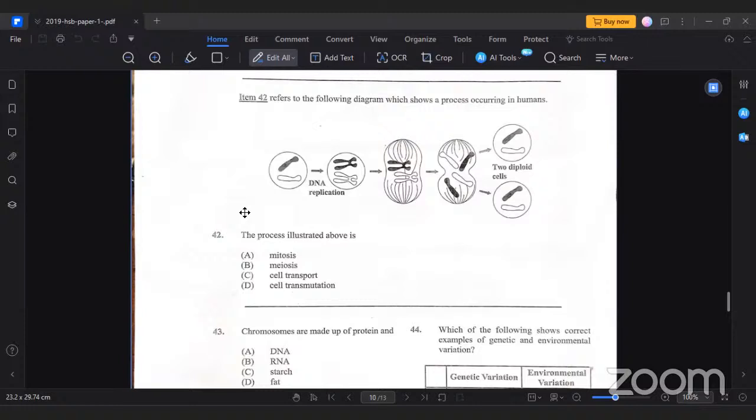Item 42 refers to the following diagram, which shows a process occurring in humans. The process illustrated above is it A, mitosis? Is it B, meiosis? Is it C, cell transport? Or is it D, cell transmutation? Send in your answers ASAP. Which is it? And the answer is A, mitosis.